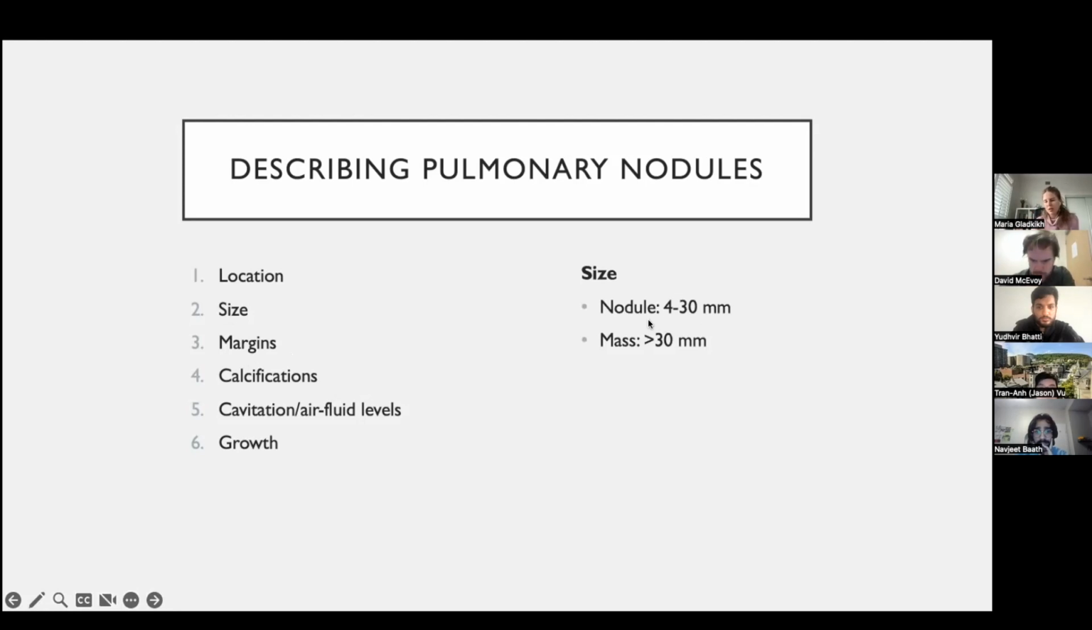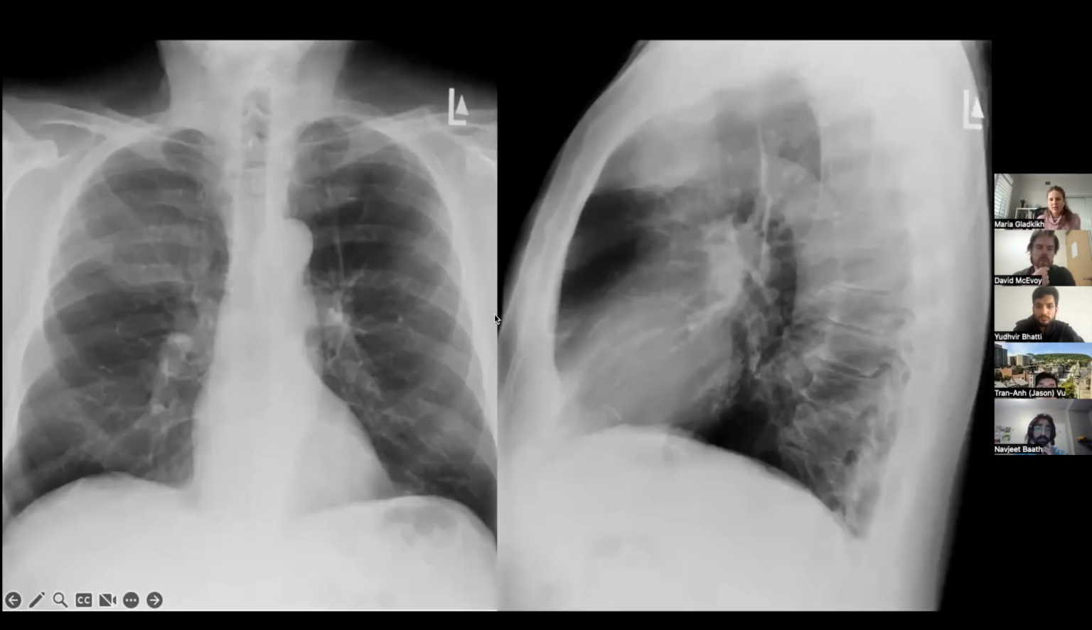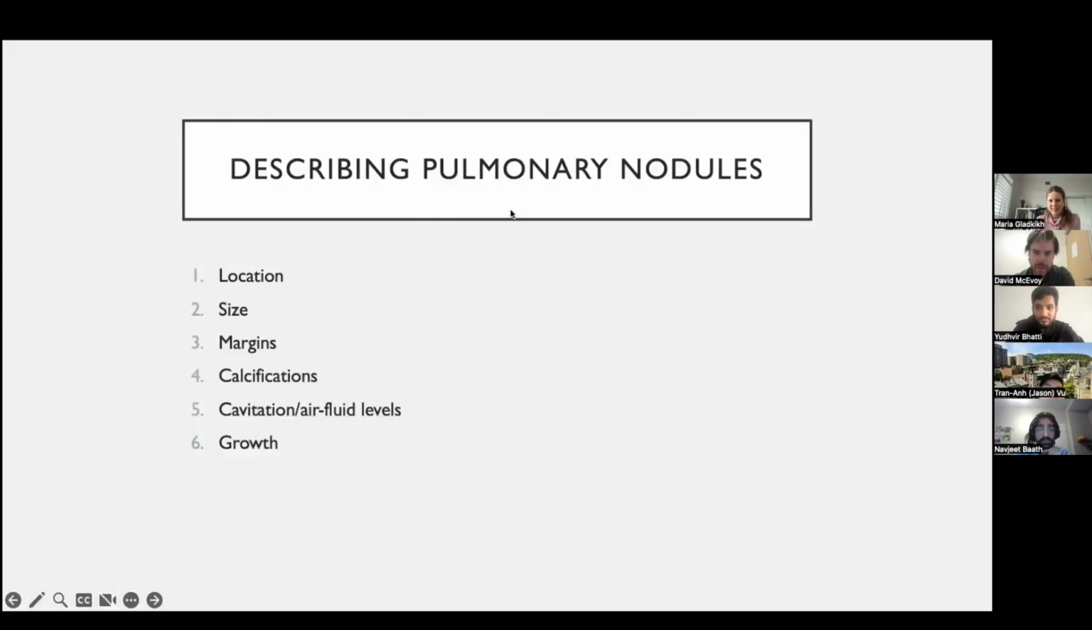A nodule, technically, is 4 to 30 millimeters, so up to 3 centimeters. Anything larger than 3 centimeters is considered a mass. So in this case, what do you think? Is this 3 centimeters? At least, right? It seems a bit larger. Looks like a mass to me. Yeah, so I would say this is definitely a mass.